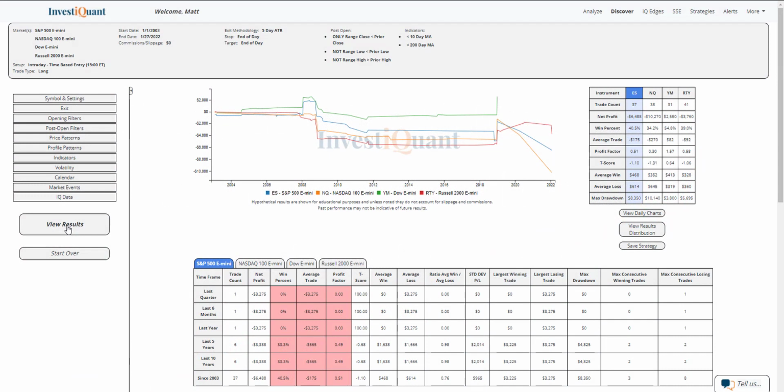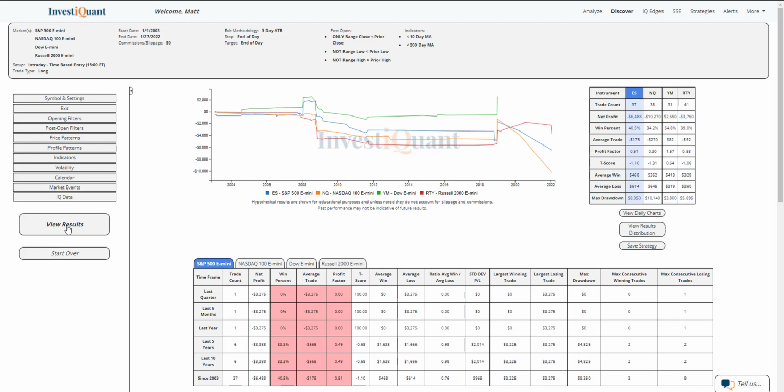These are the results based upon entering the market long at 3 p.m. Eastern Time, exiting at 4:15 p.m. Eastern Time. When you have an inside day forming, which means a lower daily high and a higher daily low, and you're trading below the prior day closing price. This is taking place below a 10 and 200 day simple moving average. Historically, there's 37 samples of this pattern dating back to 2003. We've got 38 for the NASDAQ, 31 for the Dow, 41 for the Russell.